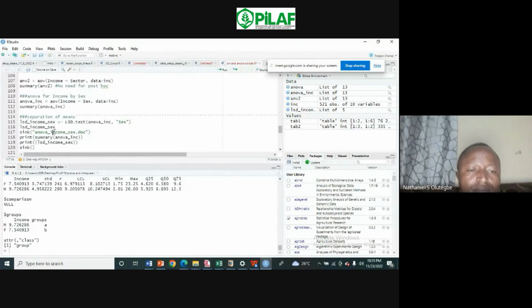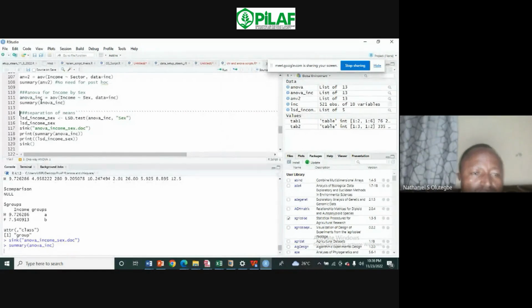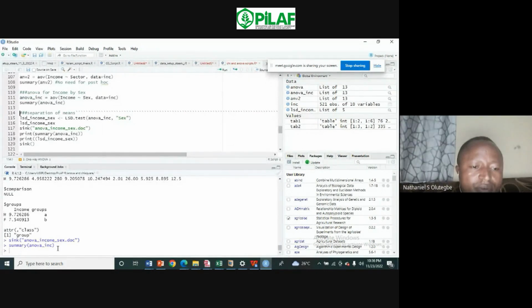Okay, you sync. And I'm saying in this file, print the summary of the ANOVA that was run earlier, which we saw. You are saying it should be printed. And you're also saying print the separation of means as well, the LSD that was also done. Then you're saying sync now.